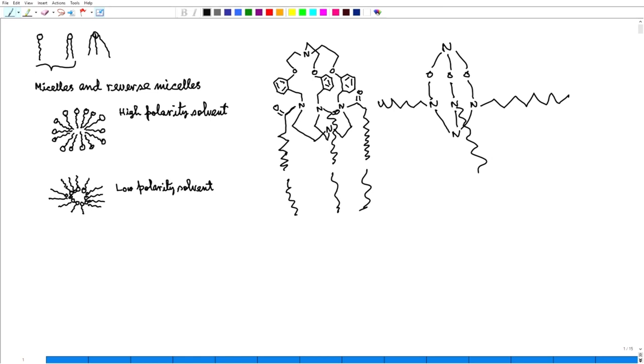What is the vesicular structure? A vesicular structure can be unilamellar or multilamellar. Unilamellar will be like this: it is coming around completely spherical, and if it is folded around, these are not empty but almost touching. So it will be a sphere kind of structure, and that is called unilamellar.